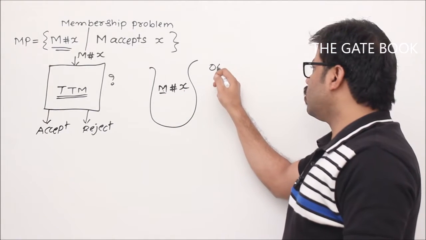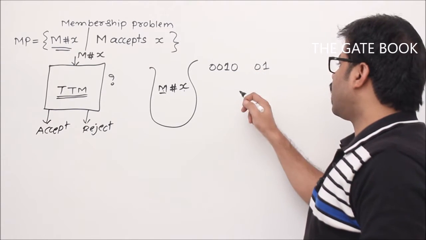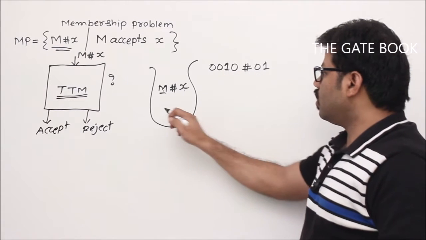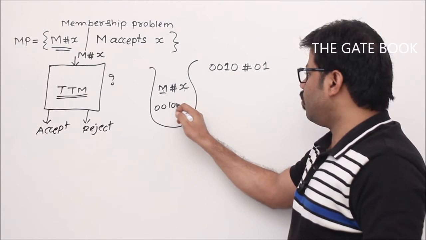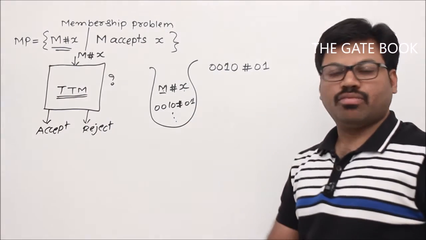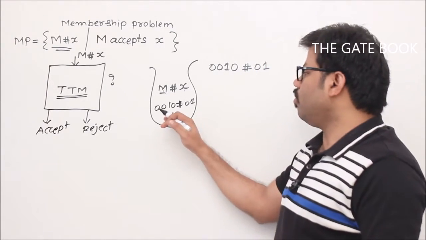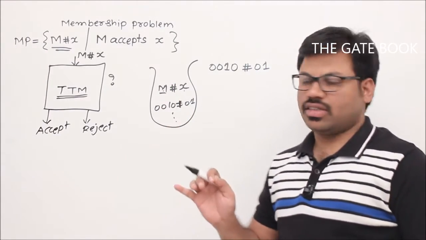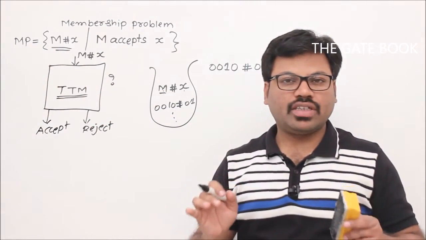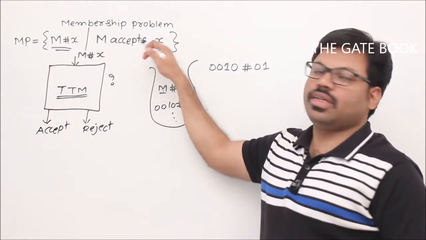Example, let's say in your house there is a Turing machine called 0010 and it is, let's say, accepting input 01. Then 0010 hash 01 is one of the strings in your membership problem. That's it. Similarly, there may be infinite strings. Maybe there are infinite Turing machines and based on their acceptance we form strings of the form m hash x. That's why, simply in one line, we say that the membership problem is a language or collection of strings in the form of m hash x where m accepts x.